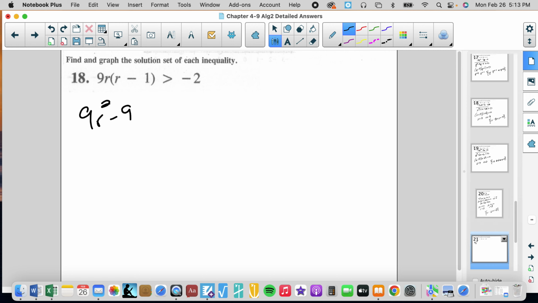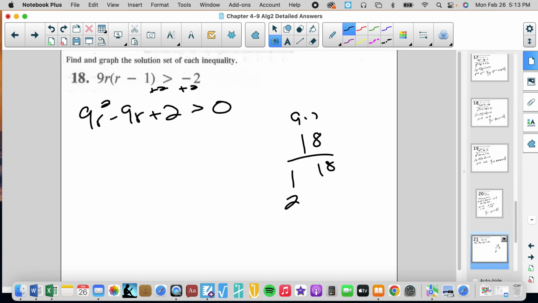9r squared minus 9r plus 2 is greater than 0. We're adding 2 to both sides. 18, 1 and 18. How did I get 18? A times c. A is 9. 9 times 2, a times c, remember. 2 and 9. 3 and 6. That's it.